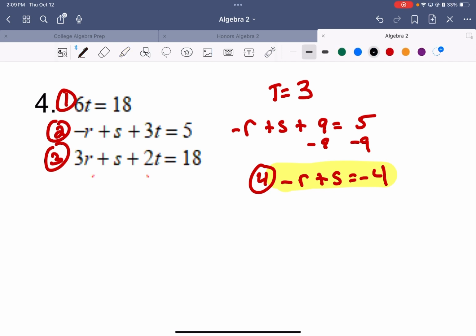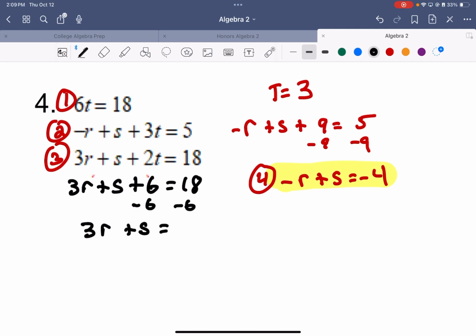Now what? Plug t into the third one. We know t is 3, so let's plug it in there. We've got 3r plus s plus 6. 2 times 3 is 6 equals 18. We'll do the same thing. Subtract 6 from both sides. So that's 3r plus s equals 12. So I've got equation number 5 now.